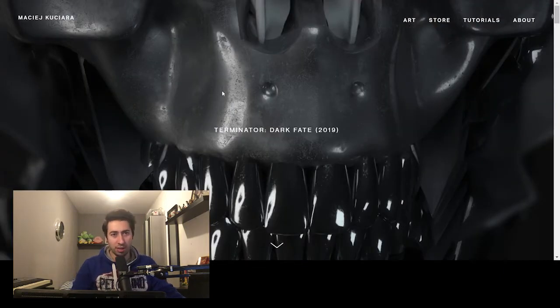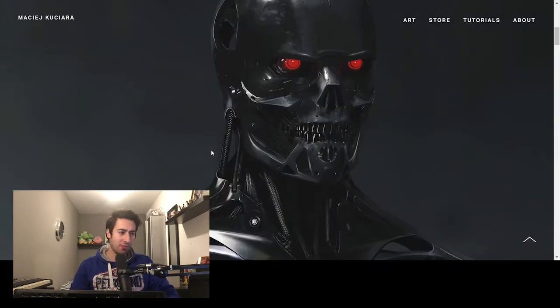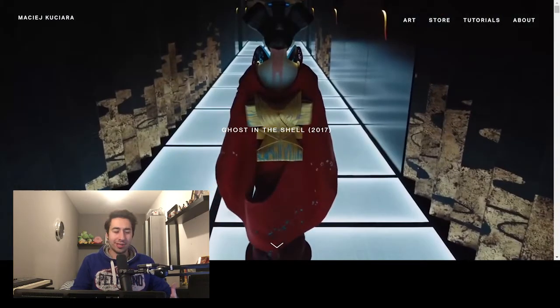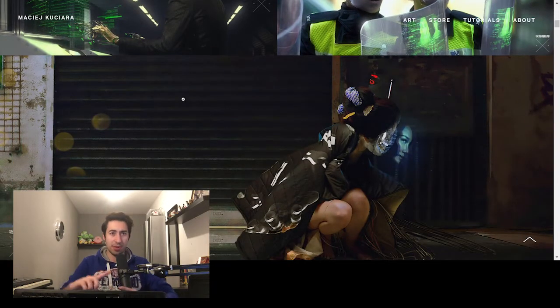Here we have Terminator: Dark Fate. Here we have, once again, very cool presentation of his designs. So obviously he's worked on Ghost in the Shell as well. And as you can see, there are various different showcases of snippets that represent a kind of visual development for how the movie is going to look like.